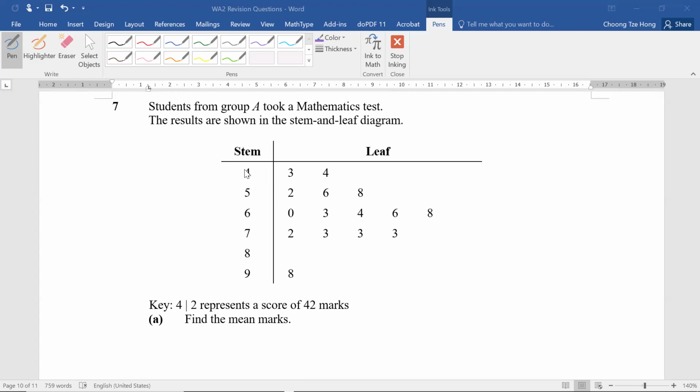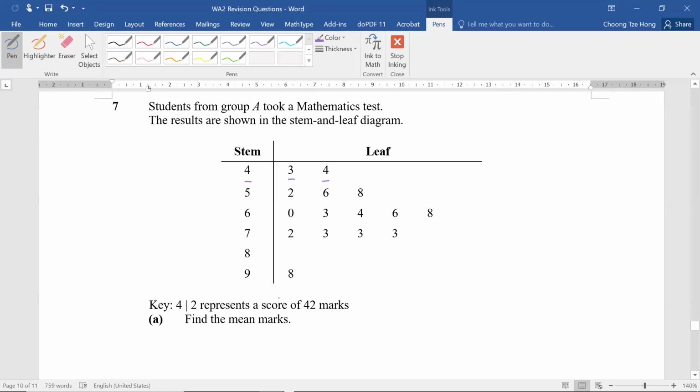Over here we have 4|3. It means that one of the students got 43 marks for the test. 4|3, and one got 4|4, 44 marks. Another one got 52, 56, 58, and so on. Right, so in part A, we are asked to calculate the mean marks.